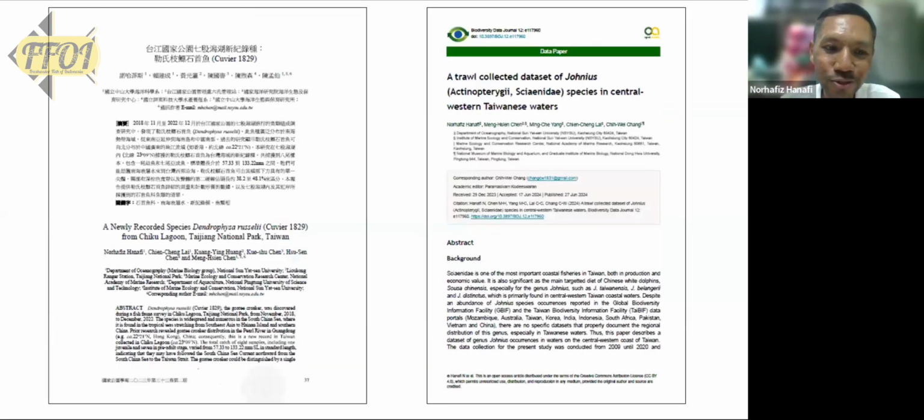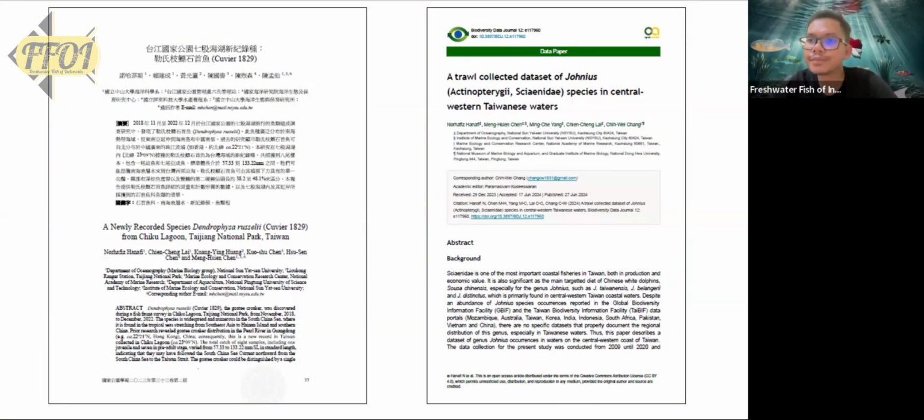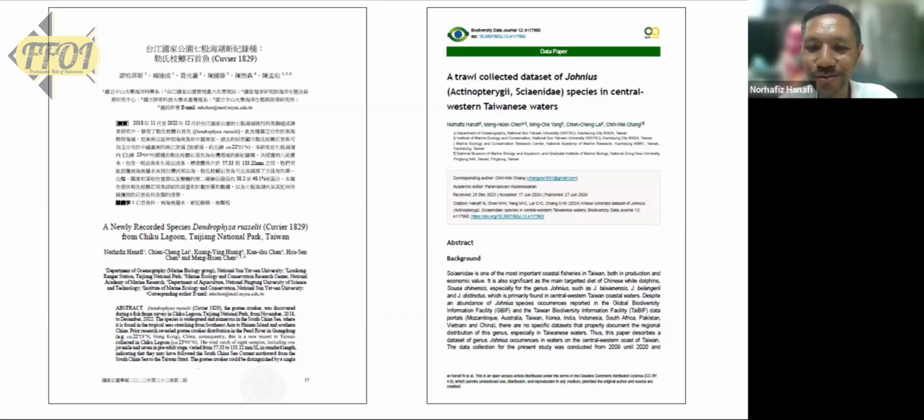In Taiwan, I also published 2 species. I think Marcel knows my new paper, my data paper. So anyone who wants to do a data paper can discuss with me and I can guide you all. For a data paper, you don't need to do experiments. You have the sampling collection data, then you can publish to the Biodiversity Data Journal.